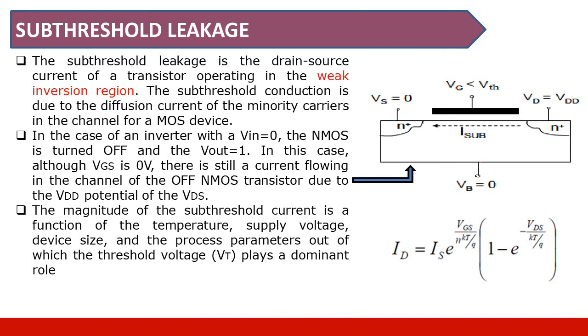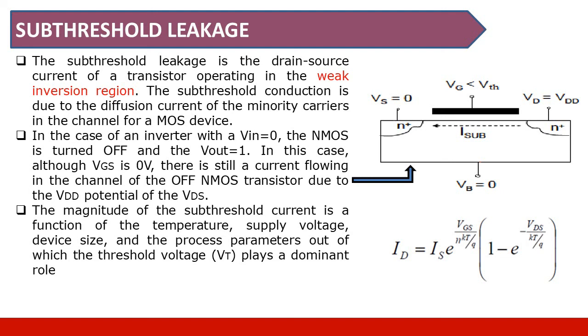Why? Because the distance between source and drain was so large that the electric field generated due to the supply voltage was not sufficient to pull the electrons from source to drain. But now as we have scaled down the devices, the gap between source and drain is reduced. So now that electric field is sufficient to pull the electrons from source to drain and the current conduction takes place. And the sub-threshold current is a function of temperature, supply voltage, device size, and the process parameters, out of which the threshold voltage plays a very important role.